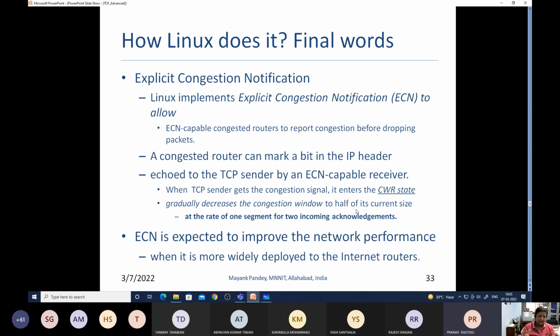So Linux has this particular capability of handling explicit congestion notification. Any questions at this particular point of time? Yes, Abhigyan? No, sir. Okay.